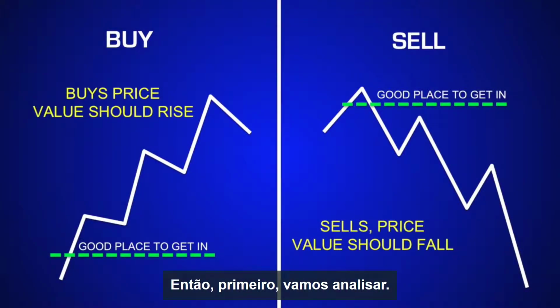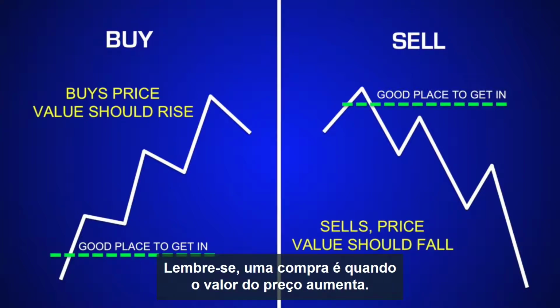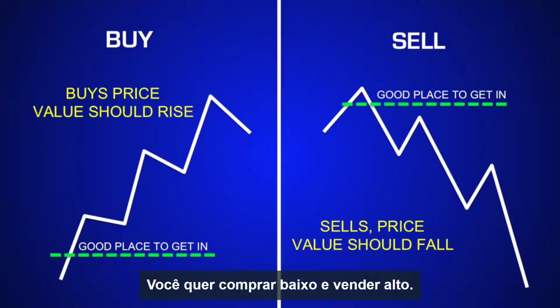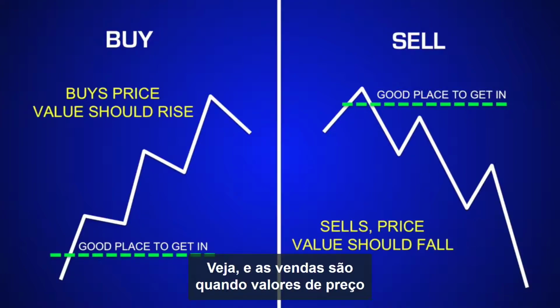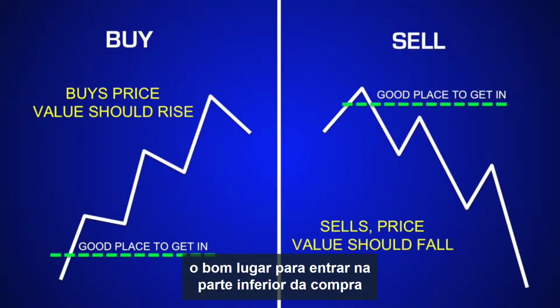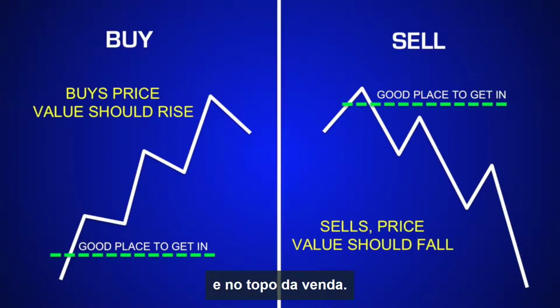So first, let's review what is a buy and what is a sell. Remember, a buy is when price value rises. So you want to be getting in at the lowest price. You want to buy low and sell high. And then sells are when price value should be getting ready to fall. So you see here in the picture, I have examples of where would be the good place to get in, at the bottom for the buy and at the top for the sell. And as long as you stick with your education, you'll eventually start to feel more comfortable guesstimating where those locations are.